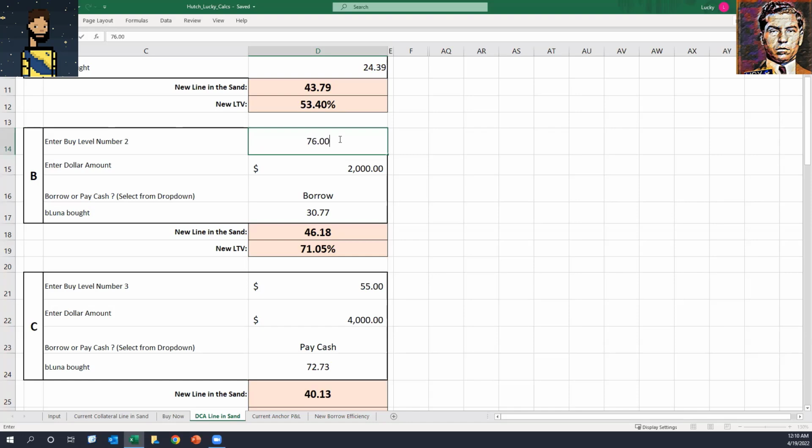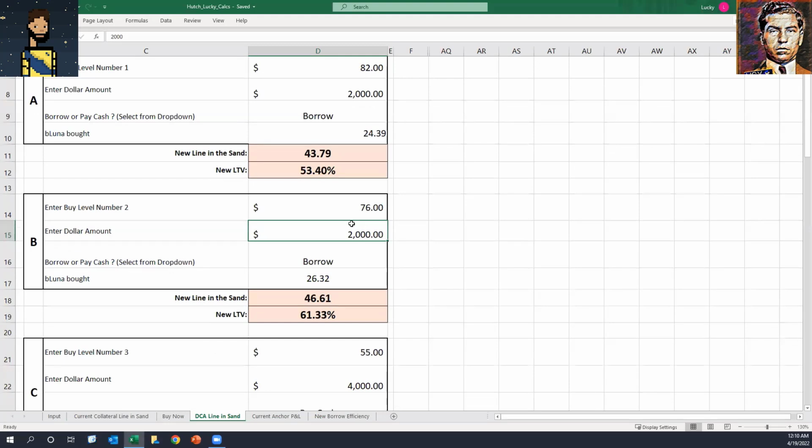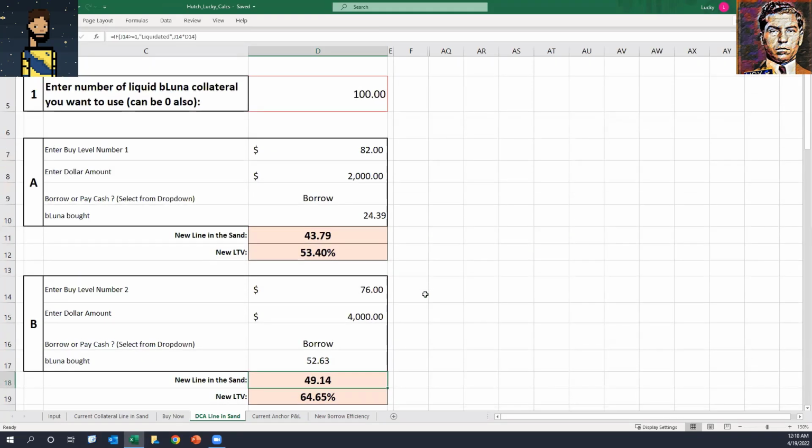$76. Got it. And let's go Cephii, $4,000. All right, $4,000 coming in. Are we borrowing or paying cash here? We're going to borrow. Okay, we're borrowing. So now we doubled our buy just in good Cephii form.